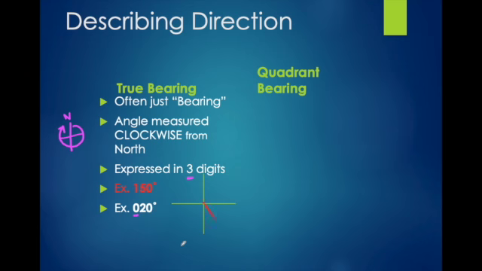A quadrant bearing is an angle measured east or west of the north-south line. It means that it's always going to be acute, between 0 and 90 degrees. An example would be south 30 degrees east or north 45 degrees west. Notice you always start with south or north and then follow up with east or west.